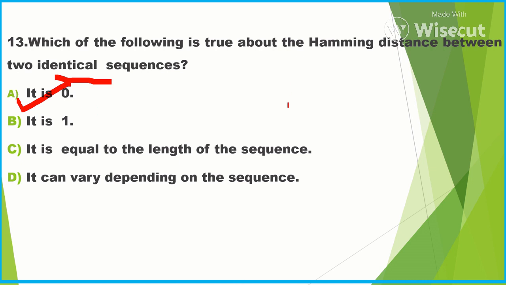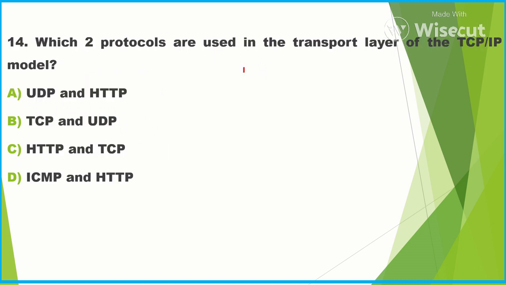Hamming distance is a measure of the number of bit positions that are different between two sequences. If the sequences are identical, then there is no difference, so the Hamming distance is always zero. Two identical sequences always give zero. Which two protocols are used in the transport layer of the TCP/IP model? That is TCP and UDP.